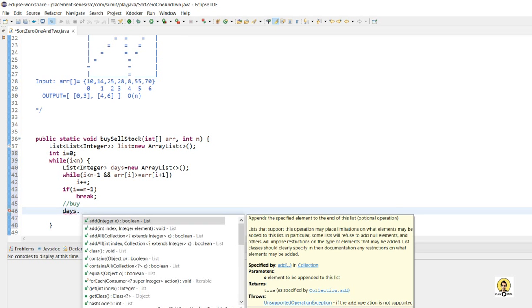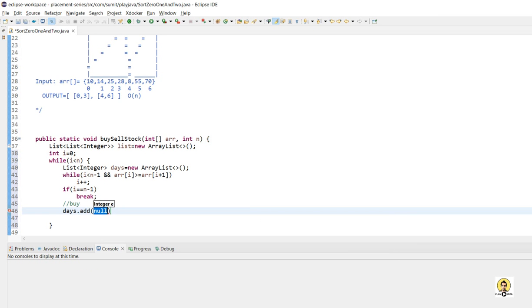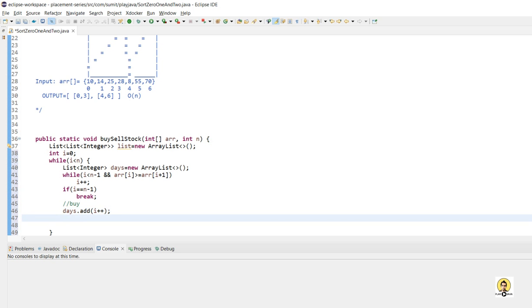The days is the list which I have created, and I need to add the starting days, that is when to buy. So when to buy will be I, and I'll increment that I, because if I'm buying on day 0, I need to check the next one in the other iteration. So that's why I've incremented it with I plus plus. It will add the I, and post adding, it will increment the value of I.